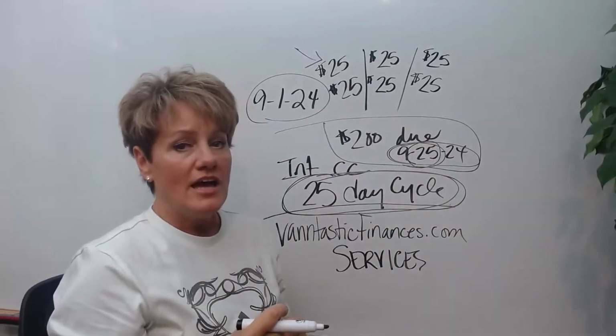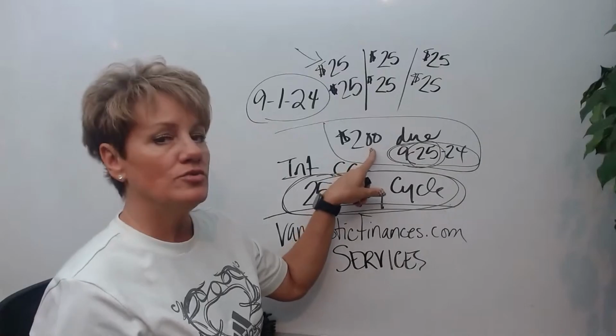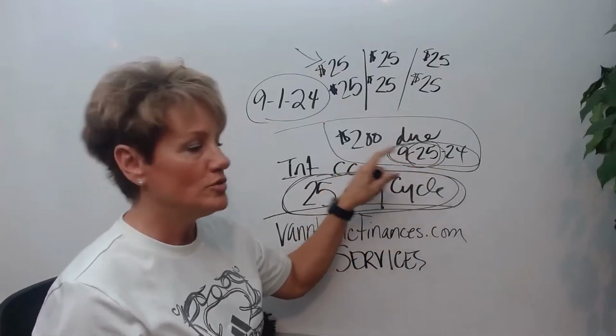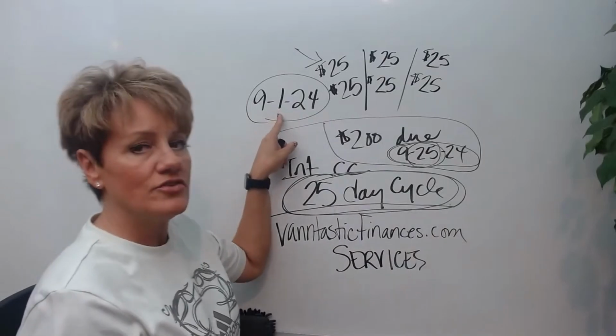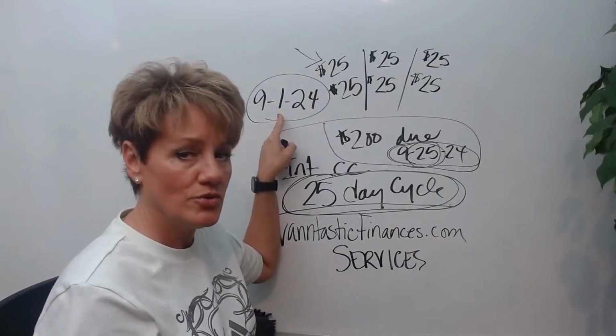I'm telling you that because if you start your $25 payments for the $200 due in October, you're not going to meet your minimum due. You have to make sure you start after the 1st of the month or after the statement date, whatever that is for your credit card.